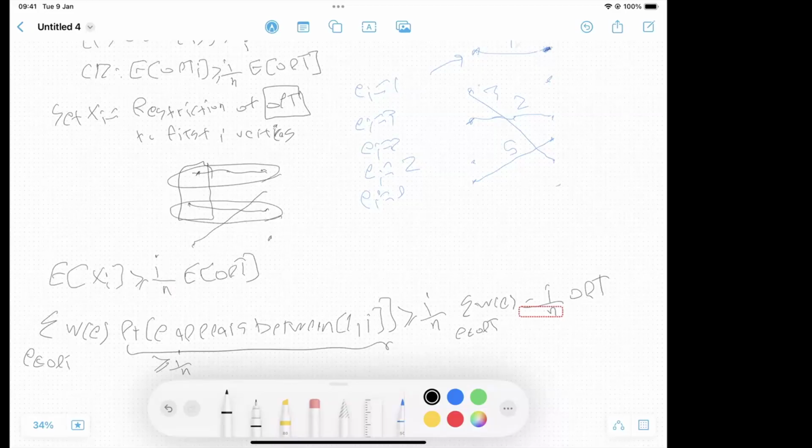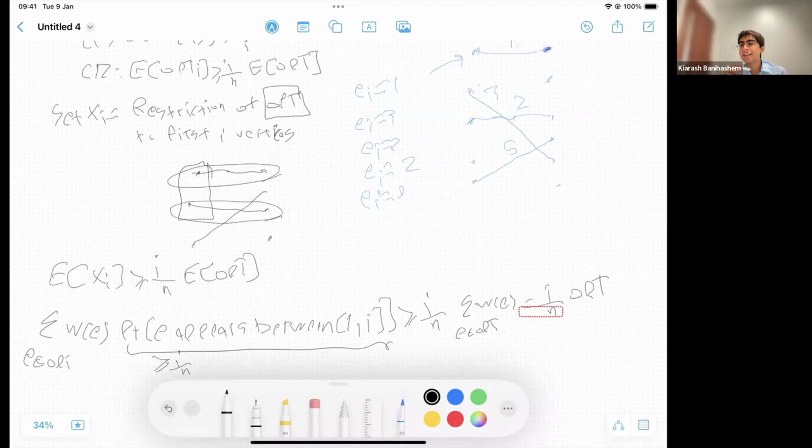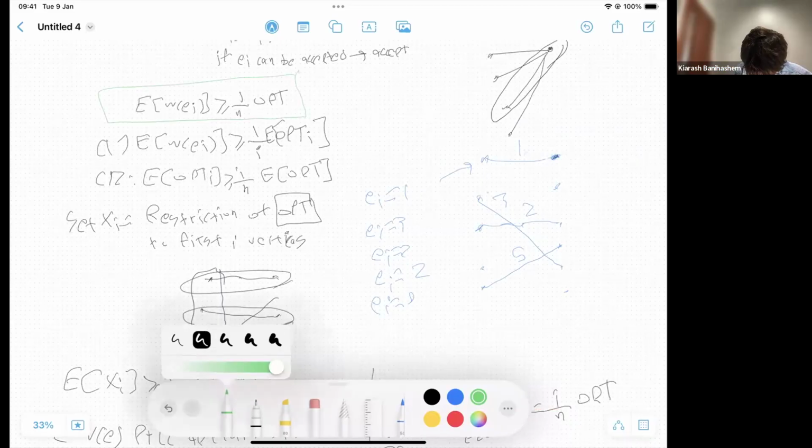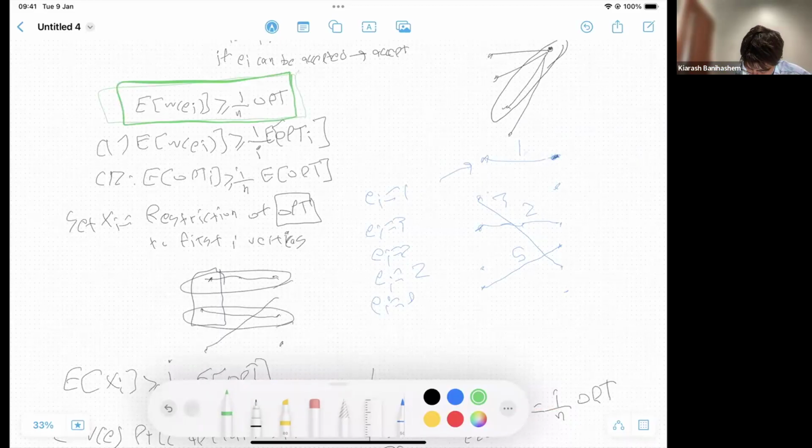Because of that, it should be less than the expectation of opt I. Yeah, it's always less than or equal to the expectation of opt I, because by definition the expectation of opt I is the optimum matching at time I. So because of those two, I have this crucial inequality here.